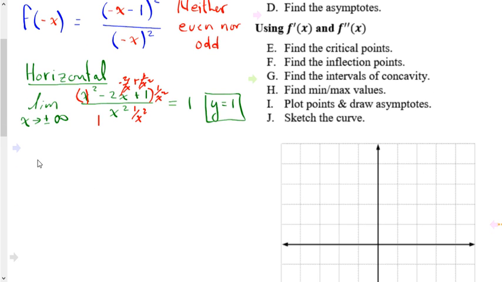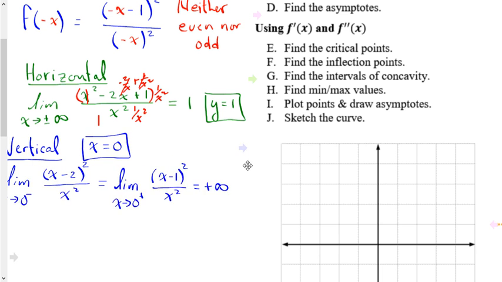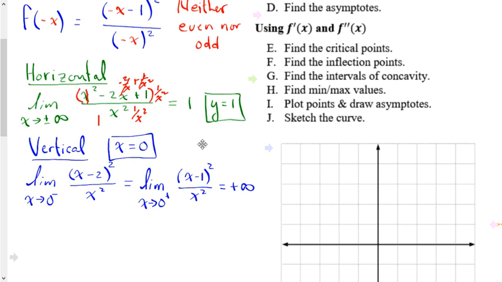Looking for a vertical asymptote. Well, we had that non-permissible value where x was 0. And so I do a left-hand limit. Because my numerator and denominator are both being squared, they can never be negative, which means even though my denominator goes to 0, my limit is infinite. It'll be positive infinity from the left side and also from the right side. So there we have the vertical asymptote.